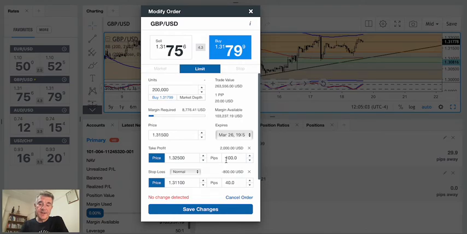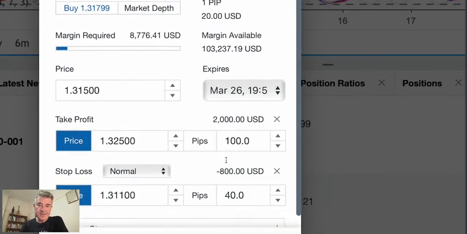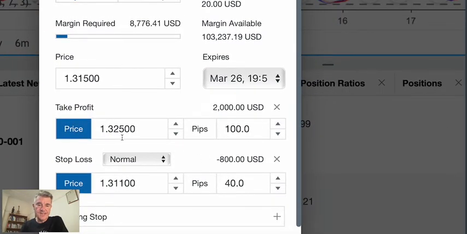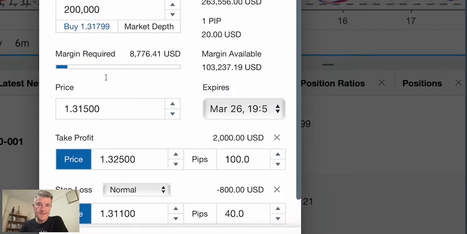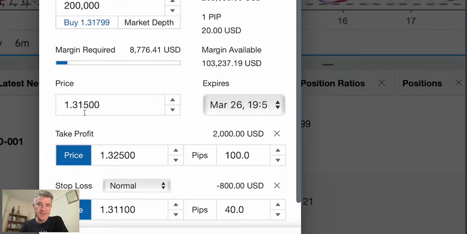All right, so there you go. You can see it. That's the trade entry screen. So there's the entry price, 31.50. There's the position size, 200,000 at 31.50. Take profit at 32.50. It shows you it's 100 pips. That comes in automatically. So if I change this, if I go 32.40, that'll drop to 90 pips, as you can see there.